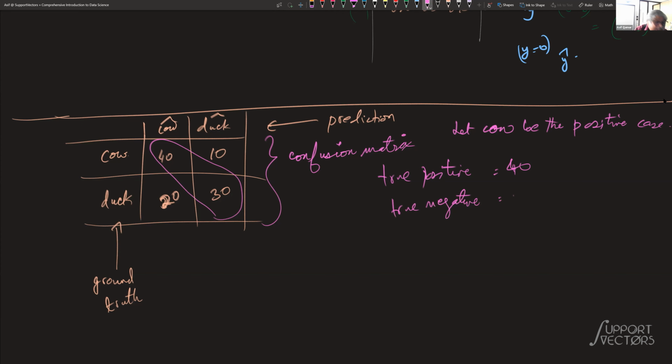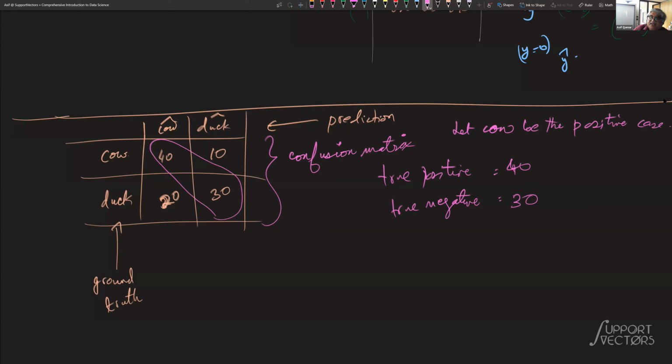True negative is 10? Or what is it? 30. True negative is? Would anybody like to debate that? No, 30. Negative case, what is the negative? Negative of a cow is a duck. So truly, a duck is truly marked as duck. How many negatives are there? 30. Good.